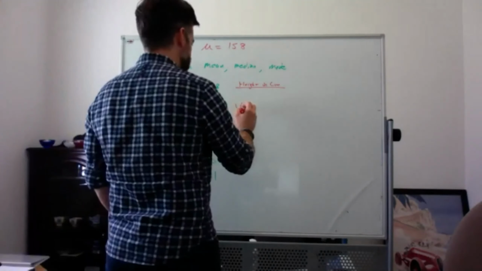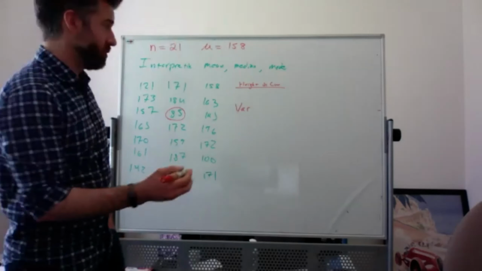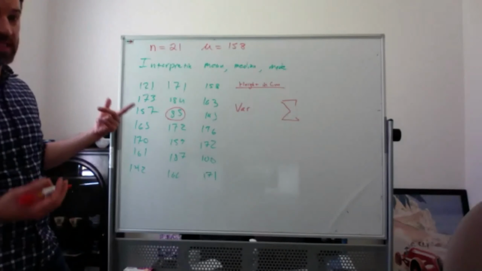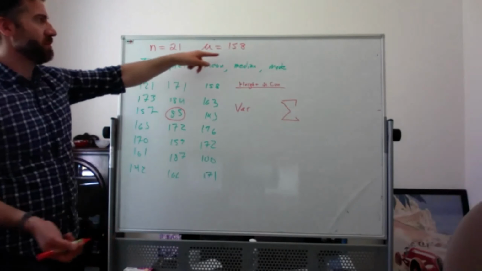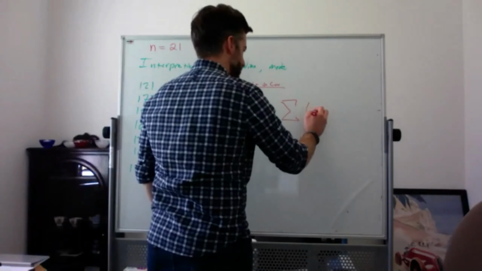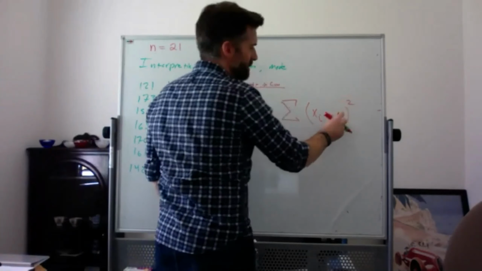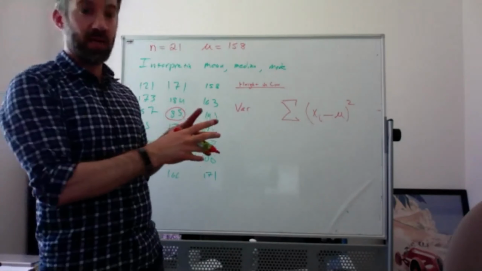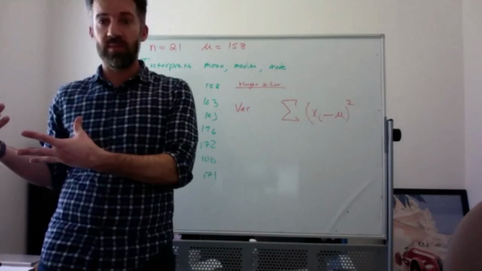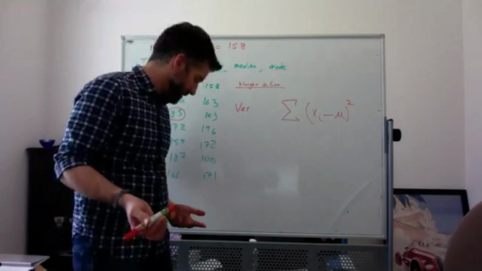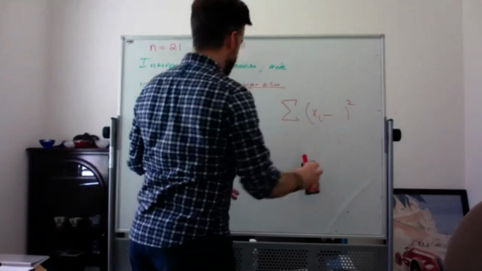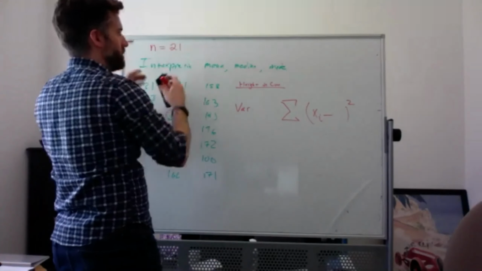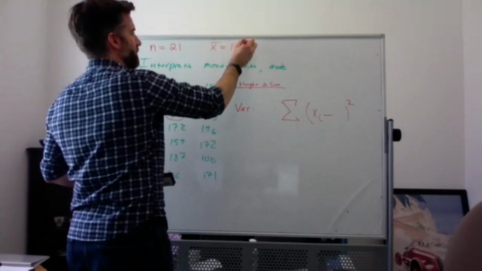If I was calculating the variance, here's how we would do it. It would be the sum of all of the squares of the differences between these pieces of data and the mean. Sometimes people use mu, sometimes people use x bar. They stand for the same thing, although usually mu is used for the mean of the entire population and x bar is used for the mean of your sample. So really, I should call this x bar, because I'm thinking of this as a sample of people's heights, not the entire population. So it makes more sense to say x bar is 158.